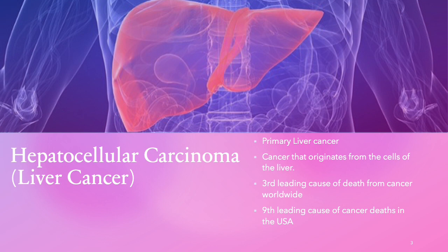We've all taken medical terminology, and if we break down the name hepatocellular, it means pertaining to the liver cells, and carcinoma is cancer in the epithelial tissue. Hepatocellular carcinoma is cancer that originates from the cells of the liver, which means this tumor started from the liver and it didn't come from somewhere else. This liver cancer is the third leading cause of death from cancer throughout the world. It's also the ninth leading cause of cancer deaths in the United States. It's 2 to 3 times more common in men.